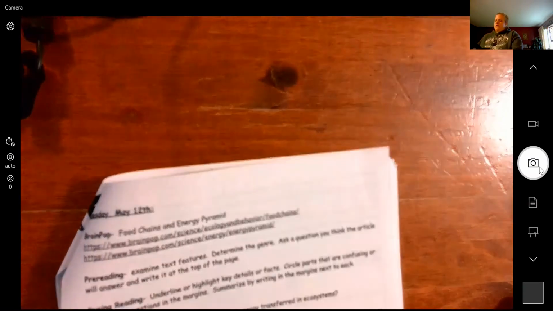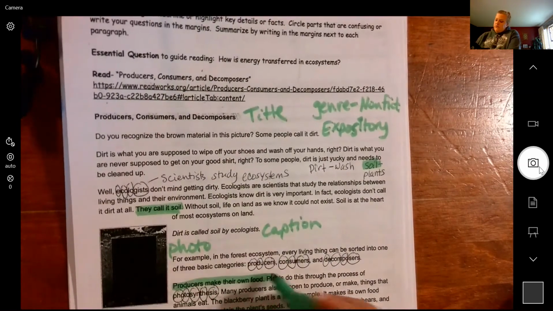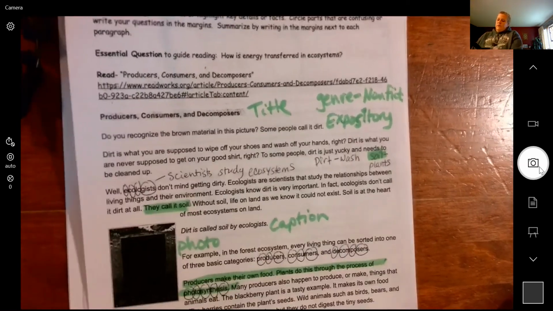Highlights. So what's our definition of producers? Make their own food through photosynthesis.